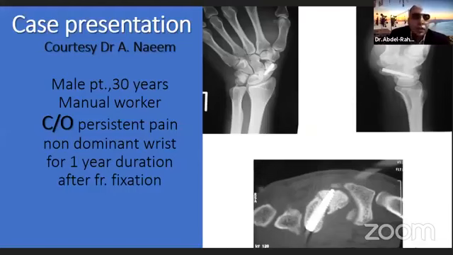Assalamu alaikum. It's an honor to be with you tonight, dear professors and dear colleagues. This case was a male patient, 30 years old. He was a manual worker who presented to our center with persistent pain in the non-dominant wrist for 1 year after fracture fixation.